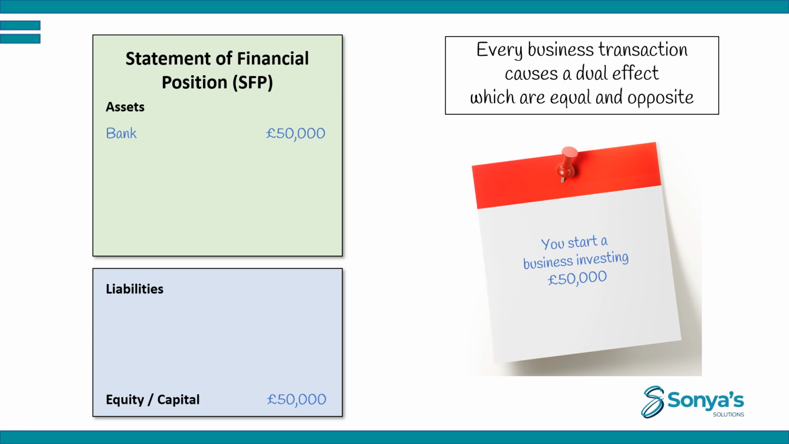The dual effect of this business transaction has been double entered in two places. In the liabilities section, we've shown where the money is coming from, and in the assets section, we are showing where it is in the business. The total of the business's assets equal the total of its liabilities.